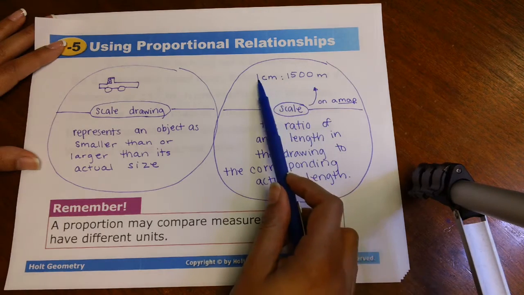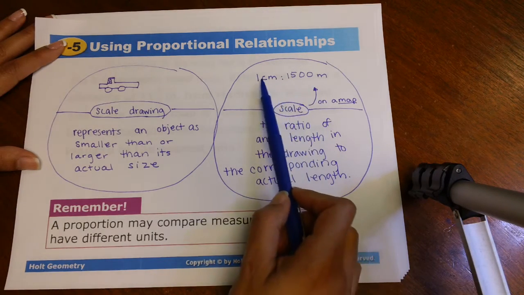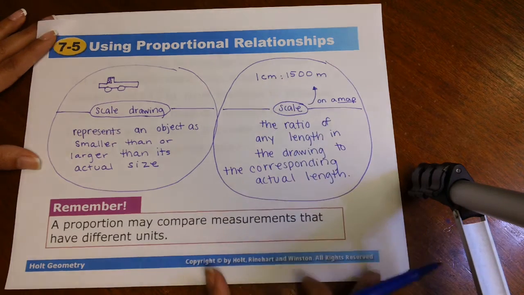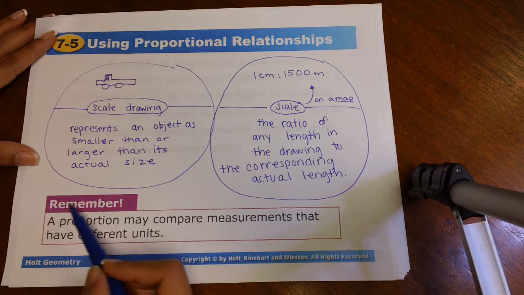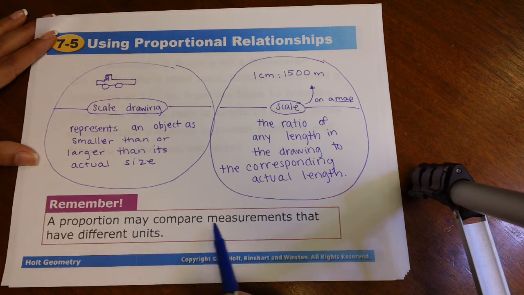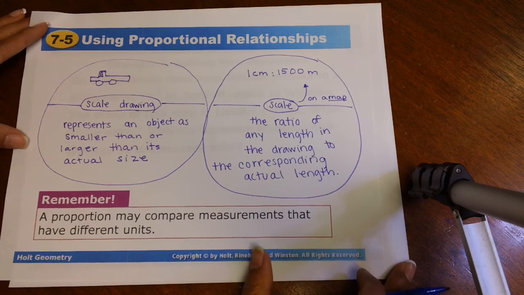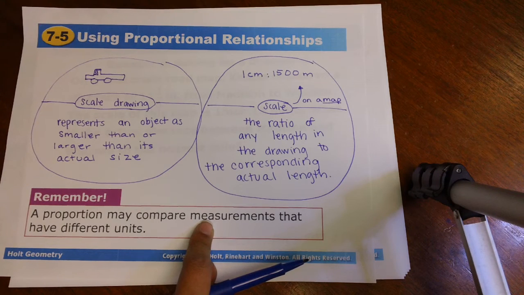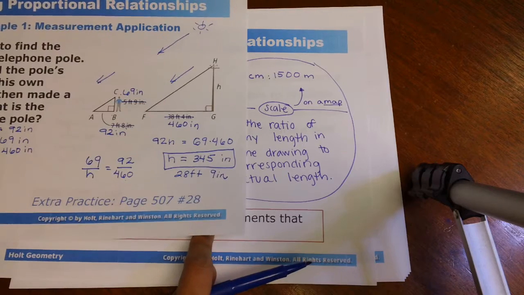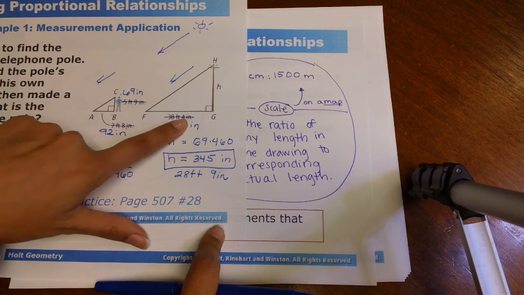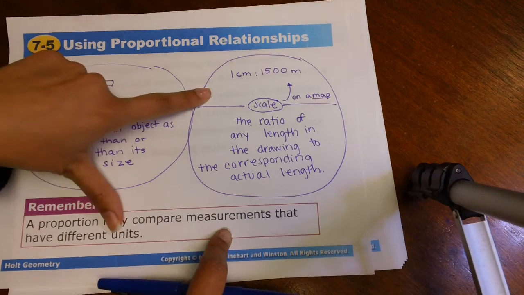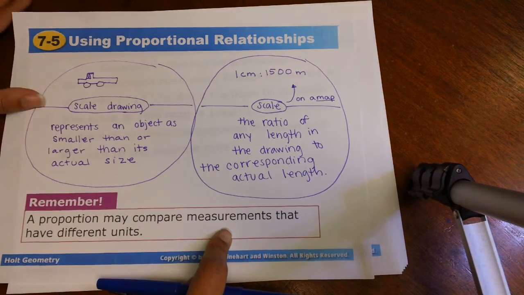So on a map, you can have a ratio or a scale of 1 centimeter to 1,500 meters in real life. And then I have a little note here. Remember that proportion may compare measurements that have different units, so you have to be careful, be aware of that. This is allowed, but if you have two different units within the same measure, like we did when we were talking about our height for our flagpole, if we had feet and inches, this needs to be converted to 1. But if I have centimeters being compared with meters, then that's okay.